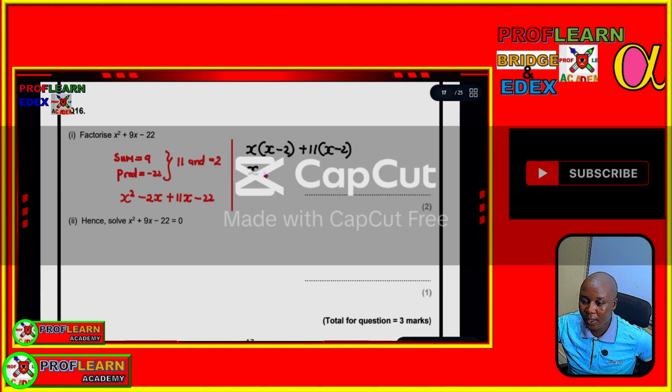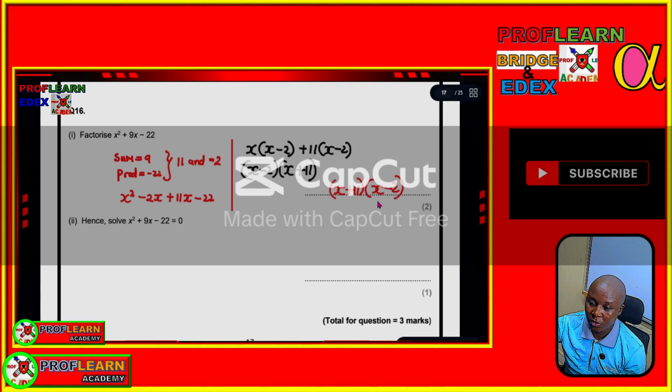Then this is going to be x plus 11 and x minus 2. That is the factorized form of this particular expression. But you can see in Roman 2, the expression that we factorized in the previous part is the one that is equated to 0. So we take whatever we have factorized above and equate it to 0.